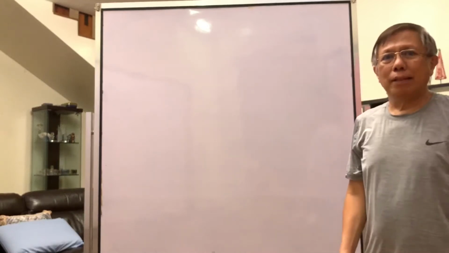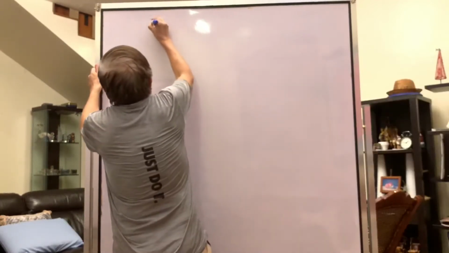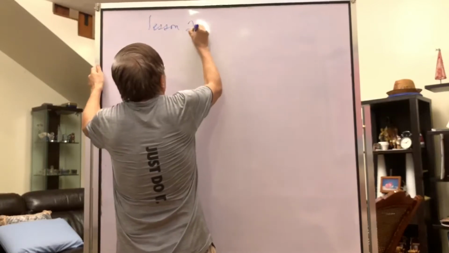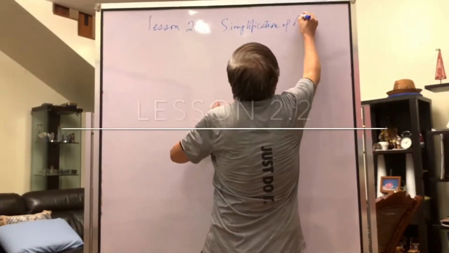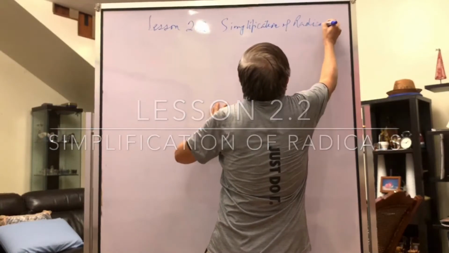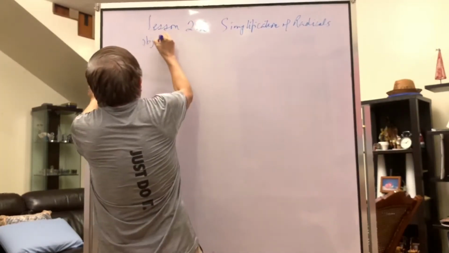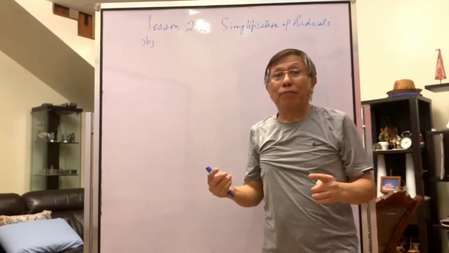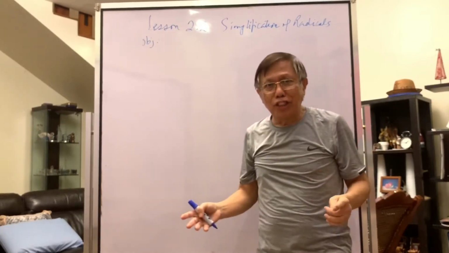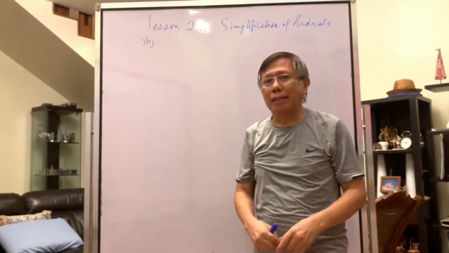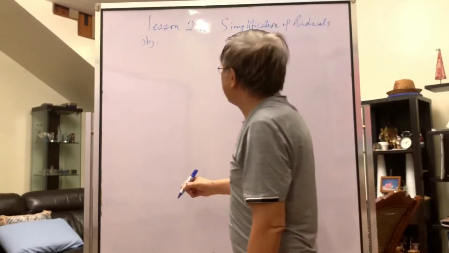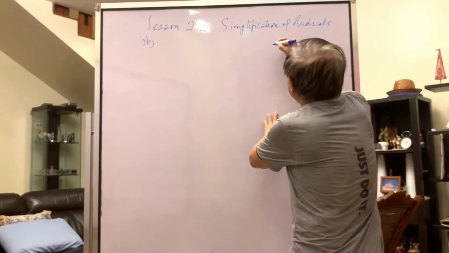Let's continue with our lesson. We have lesson 2.2, simplification of radicals. For our objective today, we want to simplify radical expressions using the laws of radicals that we have already discussed. As a recall, let's write the laws here.